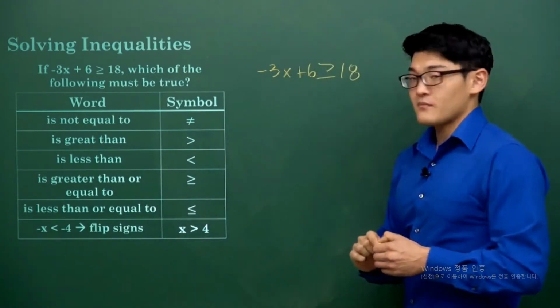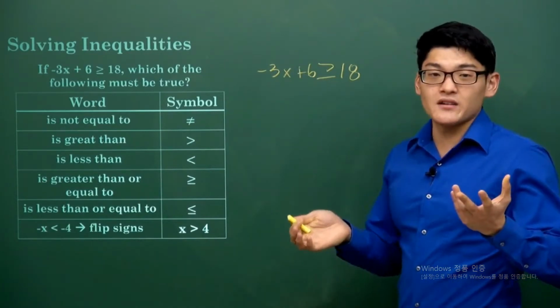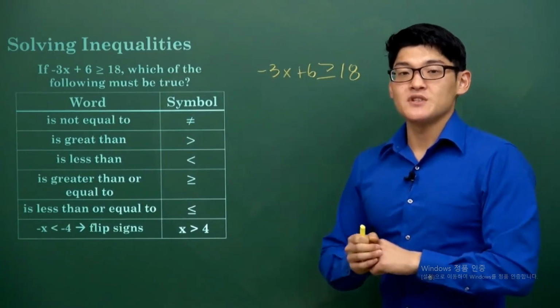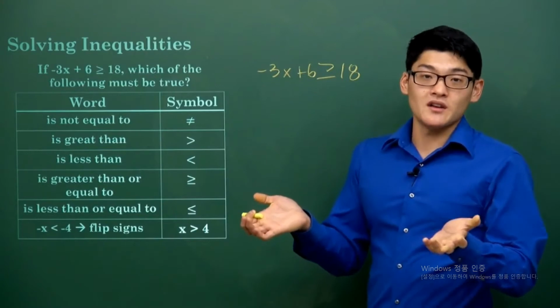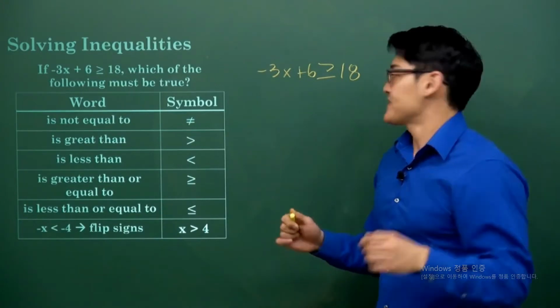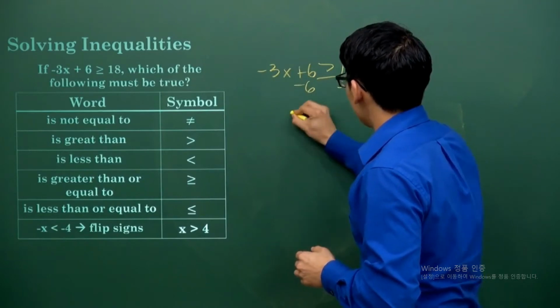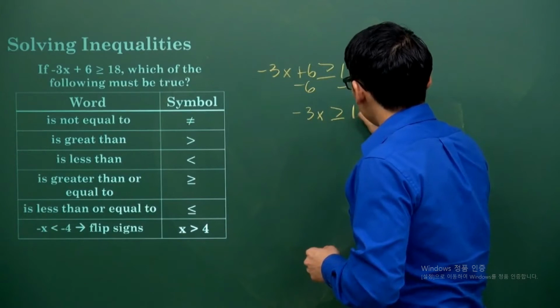And so what's nice is that we can treat this inequality just like an equal sign. We can go ahead and solve for x the same exact way that we do for any other type of equation that's not an inequality. So that's very nice. Nothing changes. So we're going to go ahead and subtract 6 on both sides. We're going to get -3x is greater than or equal to 12.